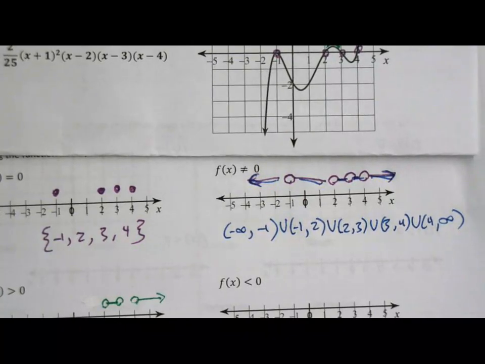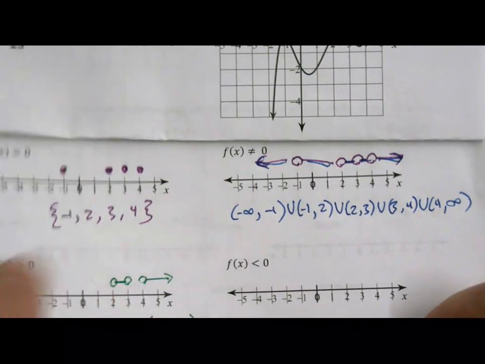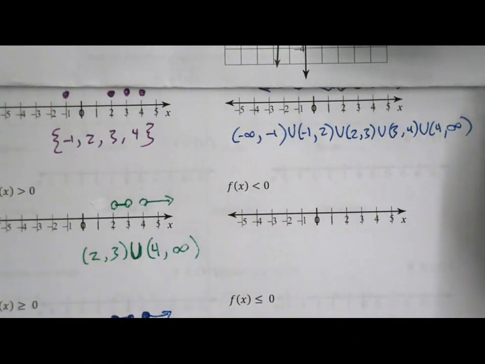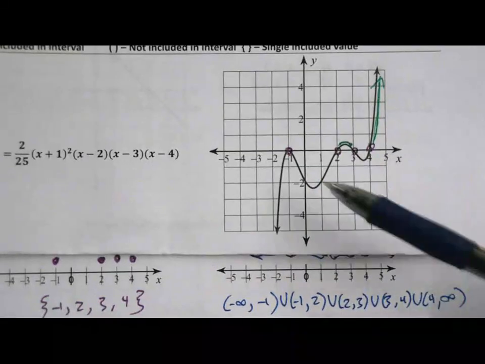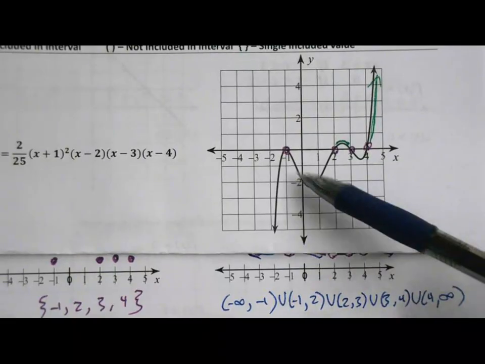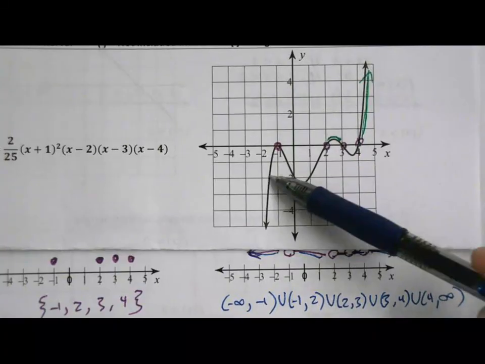Okay, any questions on that one? All right, next up we got f of x less than 0. So we're looking for y values that are less than 0, or below the x-axis. Now when I look at this graph, I see 1, 2, 3 regions. My question to you is, are these two regions going to be separate or are they going to be joined together?